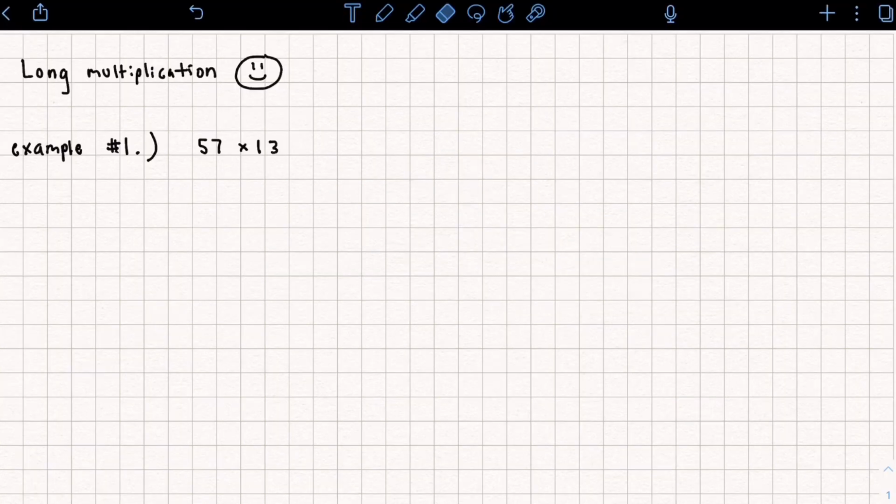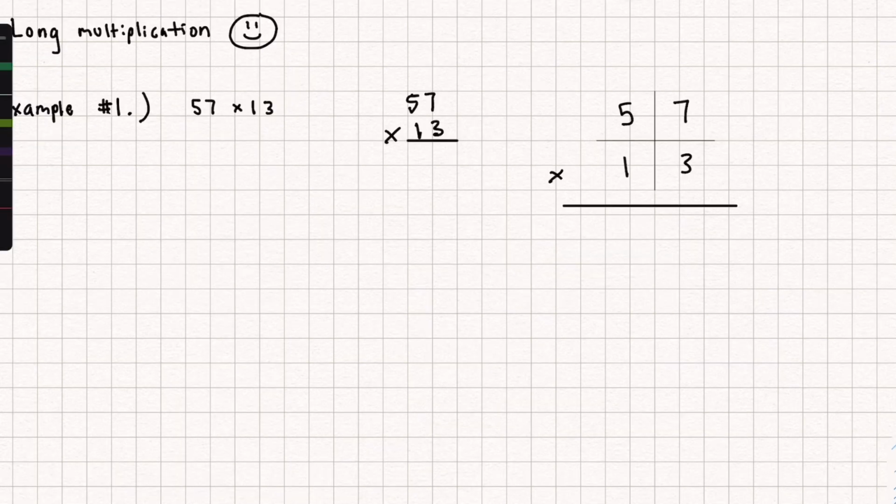First, we're going to be going over long multiplication. So, example number 1, 57 times 13. When it's written out like this, you're going to change the way that it's formatted. Instead of having it written straight across, you're going to stack them. The big number goes on top, so 57 up here, and then the little number goes on the bottom, 13 down here. When doing long multiplication problems, you're going to start at the bottom right corner.